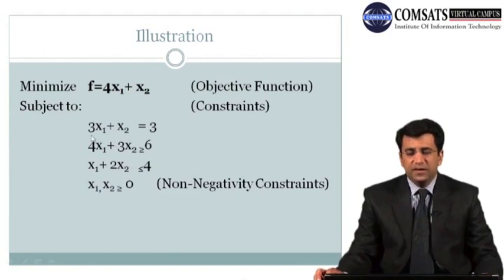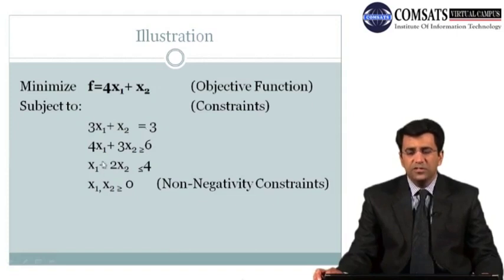These constraints are 3x1 plus x2 is equal to 3. So the first constraint is in the equality form. Now students, it is very important to note the form of these inequalities, whether these are in the form of less than or equal to, or in greater than or equal to form, or it is already in the equation form. So it is very important to note down the form of these inequalities. So our first constraint is already in the form of equality.